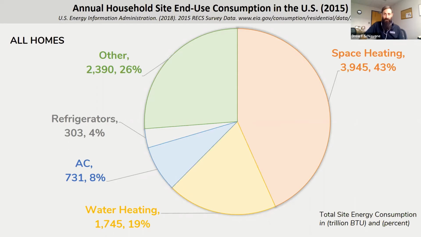Now, every house is going to be different. Location is going to be different as well. If you look at Florida, you probably have more AC being used, whereas the farther north you go, you're going to have more space heating. But on average, about 43% of your energy use goes to heating your home. Right past that is water heating and then air conditioning as well. So the heating and cooling systems in your home account for most of the energy use.